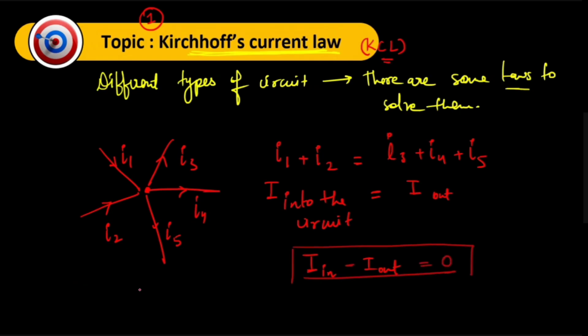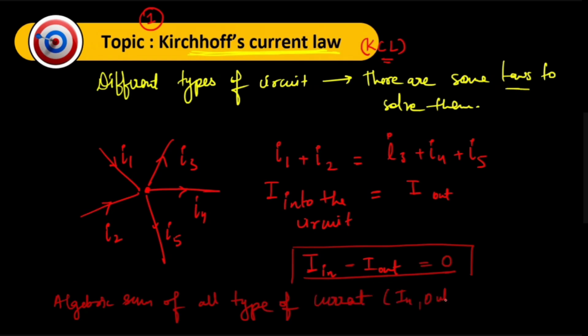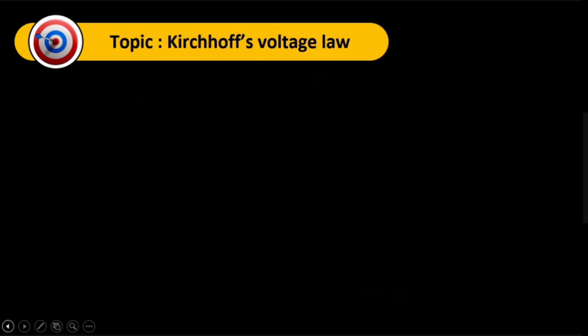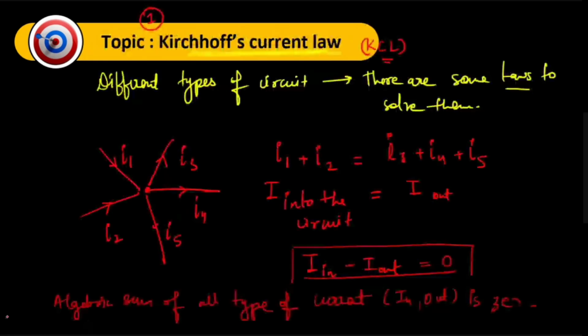So this law also says that the algebraic sum of all types of currents, which are coming into the circuit and going out of the circuit, is zero. So this is what Kirchhoff's current law says. A very basic thing, like it is supposed to be.